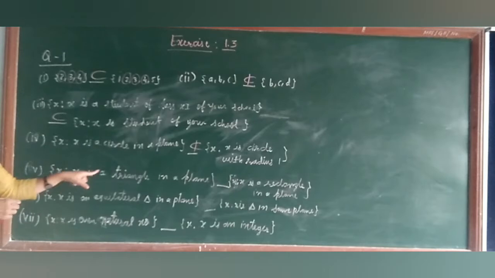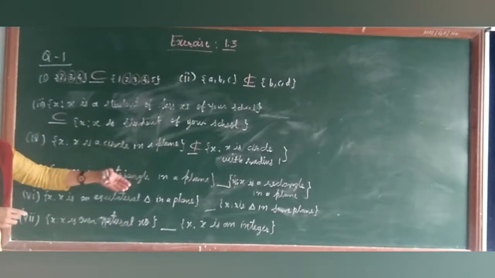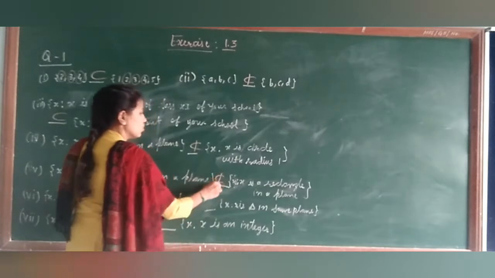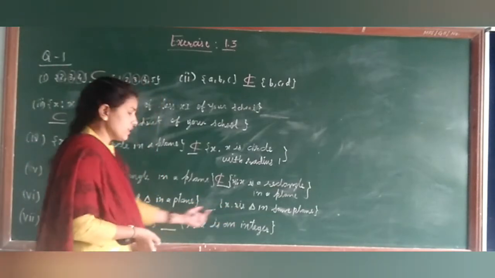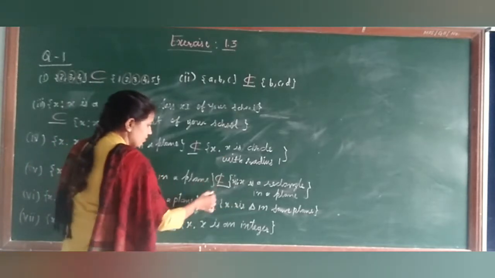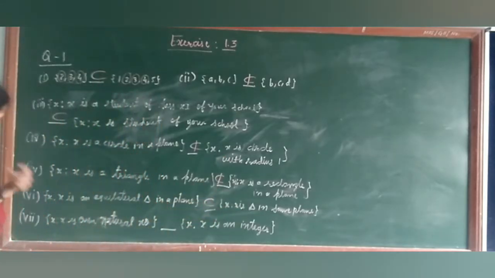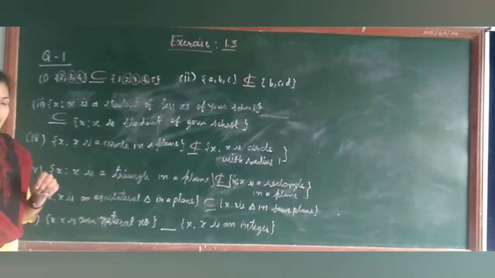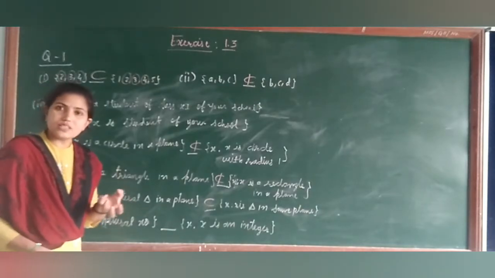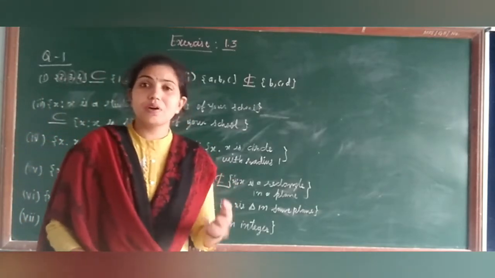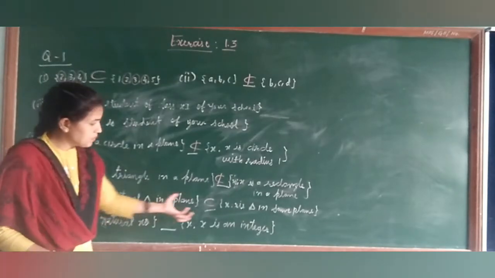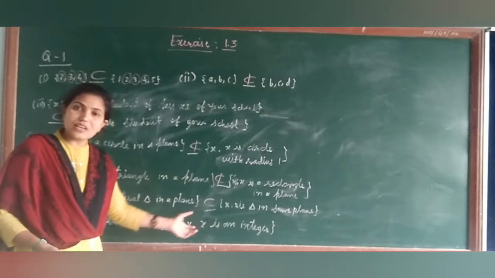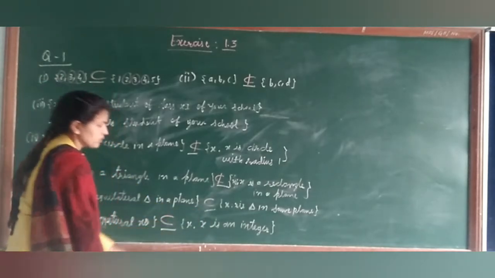Next, X is a triangle in the plane and X is a rectangle in the plane. No comparison with all these two, so not subset. X is an equilateral triangle in the plane and X is a triangle in the same plane. Obviously, this one is the larger set and this is the smaller one. It will contain all the equilateral triangles, so subset. Here also. So that's why here we have to put the symbol of the subset.